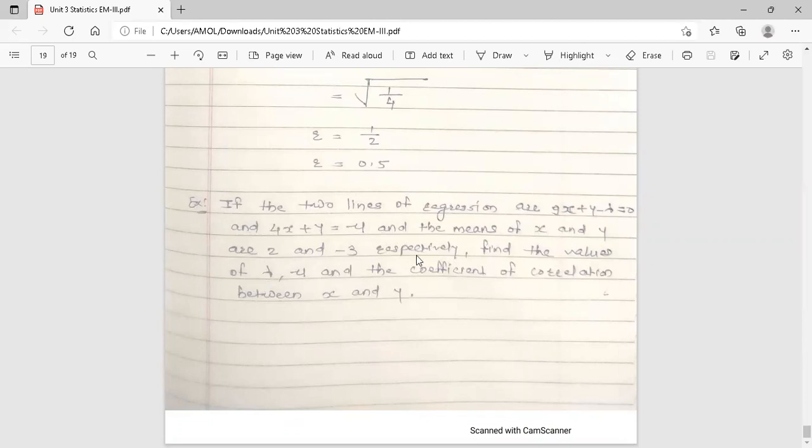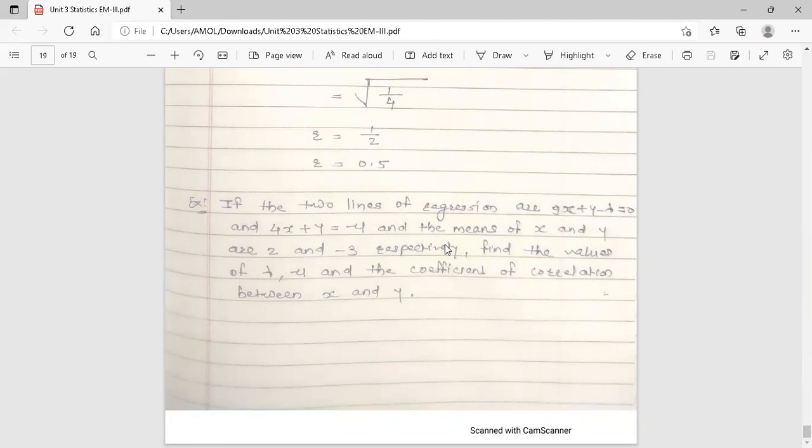So here two regression lines are given. Again, the means of x and y are given as 2 and -3, that is, x bar is equal to 2 and y bar is equal to -3. Then you find the values of mu and lambda. How to find these values? If x and y satisfy these equations, then the ordered pair (x bar, y bar) also satisfies these equations. So you replace x and y by x bar and y bar in these two equations, like the previous example. You know x bar is 2 and y bar is -3. Put them in every equation, then you will get lambda and mu.